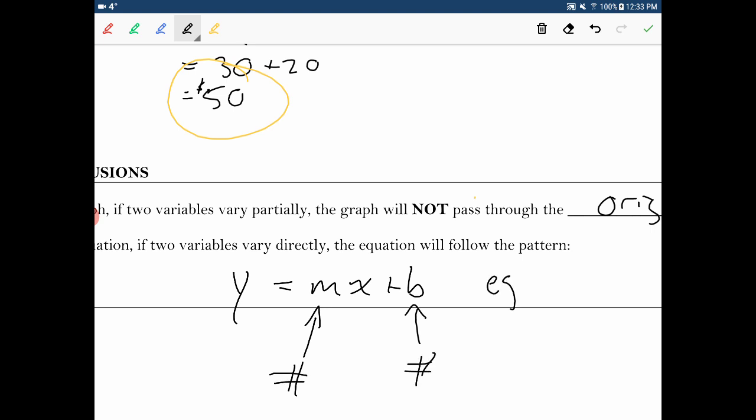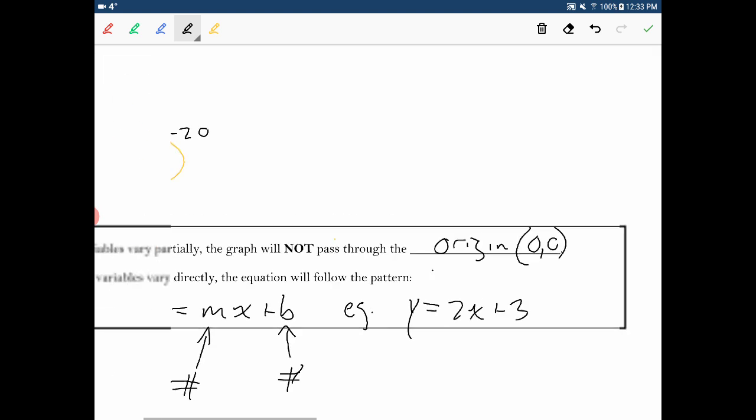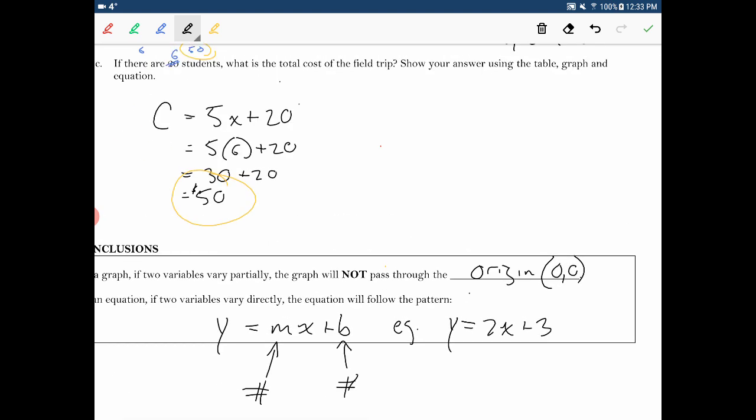So, e.g., I would have like y equals 2x plus 3. Okay, it'll look something like that. The 2 will be a different number, or it could be a different number. The 3 will be a different number, or it could be a different number. But it'll still have that basic form.